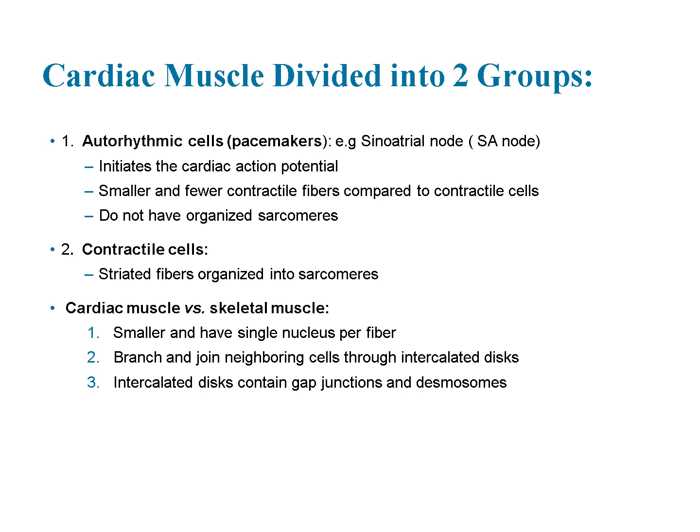These cells are smaller than contractile cells and contain fewer contractile fibers. Unlike contractile cells, they do not have organized sarcomeres, meaning they are not responsible for forceful contraction, but instead coordinate the heart's rhythmic beating. Contractile cells, on the other hand, are responsible for generating the force needed to pump blood. They contain striated fibers that are organized into sarcomeres, similar to skeletal muscle, allowing them to produce strong, coordinated contractions.